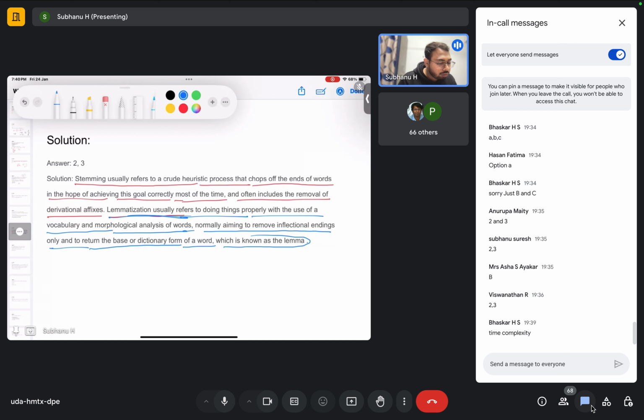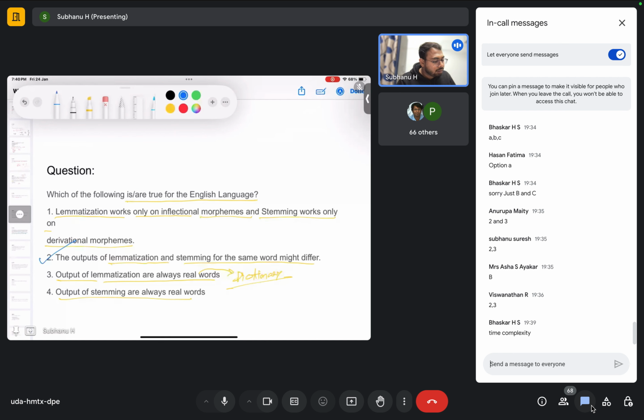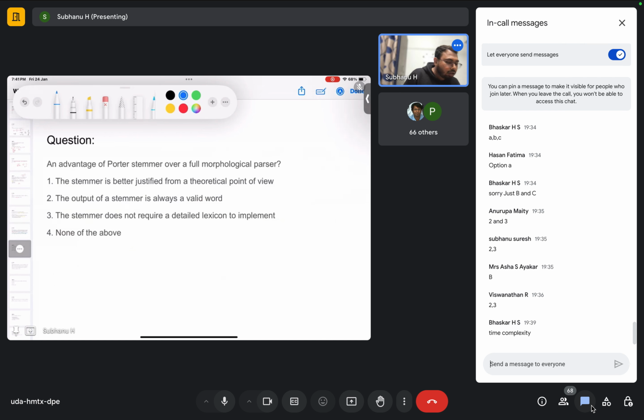Now, options 2 and 3 are the correct answer, because the output of lemmatization and stemming for the same word might differ, and the output of lemmatization is always a real word. Fine, so these 2 and 3 are the correct answers. Okay, now come to this question.